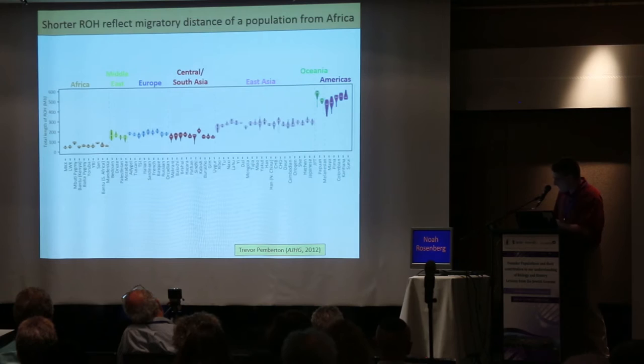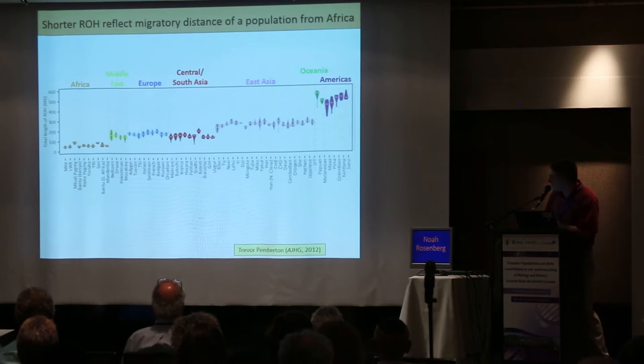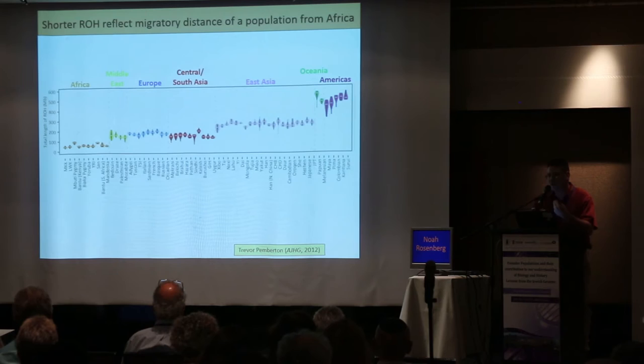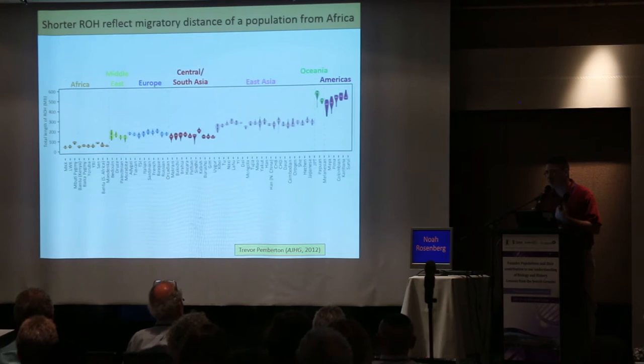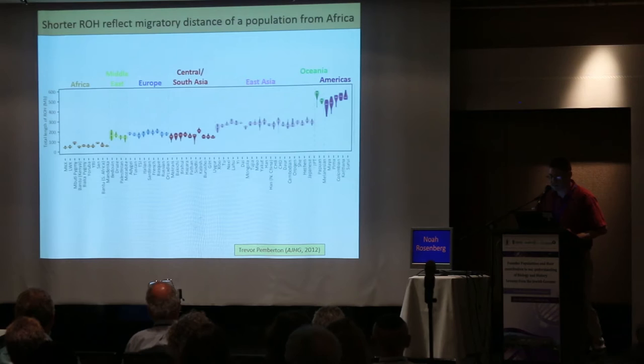So the lowest level is in African populations, followed by populations of the Middle East, Europe, and Central Asia, then another jump up to East Asian populations, and then the populations at the farthest distance from the ancient out of Africa migration, Native American populations and Pacific Islanders, have the highest level of these shorter ROH. So this particular pattern is a signature of the out of Africa migration, the fraction of the genome that lies in regions of the genome that are homozygous by descent, but shorter regions.